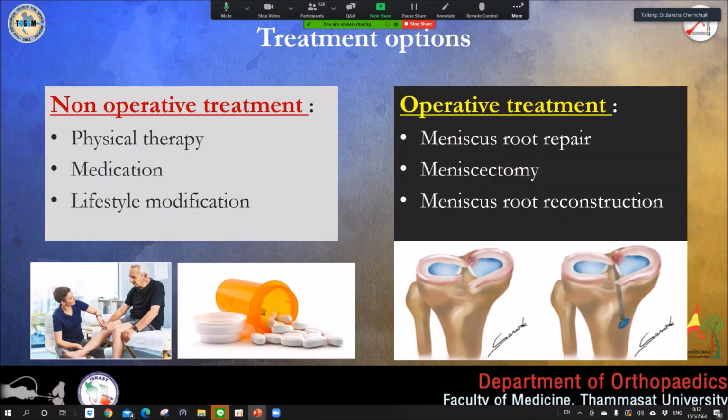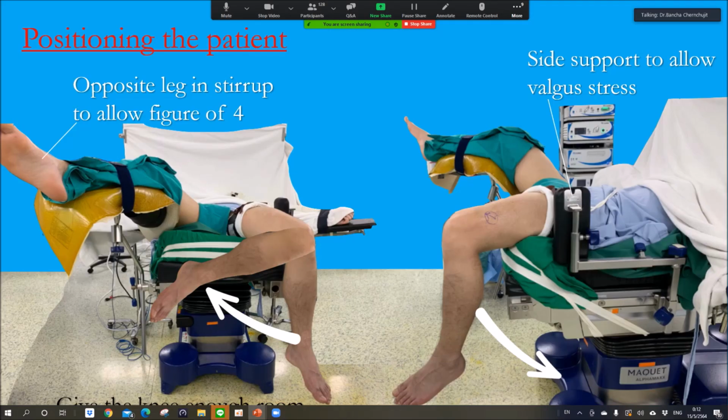So the treatment options you can divide into conservative treatment and operative treatment. So this is a position, same like I do bucket handle. I prefer this position for every surgery of the knee, okay? So you can assess around the knee. And also, if you need x-ray or C-arm, you can do it very easy.